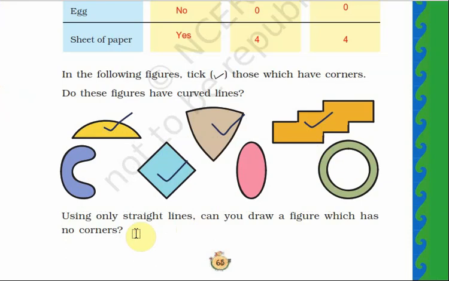So write the answer here. No, we cannot draw a figure which has no corners using only straight lines. Write in your textbook. Okay. No, we cannot draw a figure which has no corners using only straight lines. Okay. Now moving on to the next page.